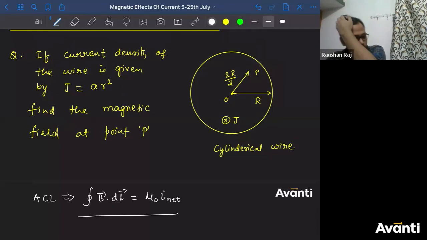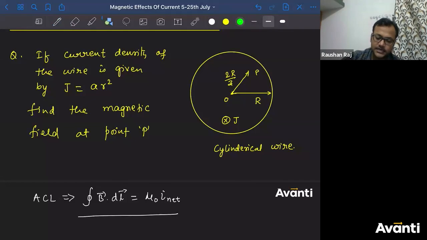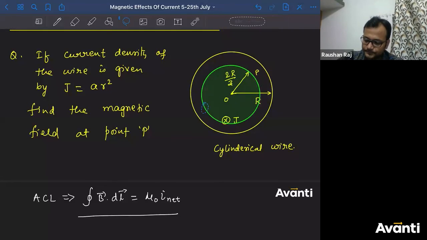What you have to do is draw a loop which should be passing through the point at which you have to find the magnetic field. That loop should be drawn in such a way that integral B dot dL is easy to find. So what will be the shape of the loop, guys? Circle. Very good. It should be a circle. It should pass through the point P. So this will be the circle I'm talking about. So this circle should look like this.